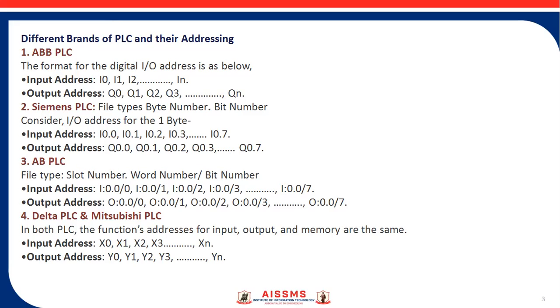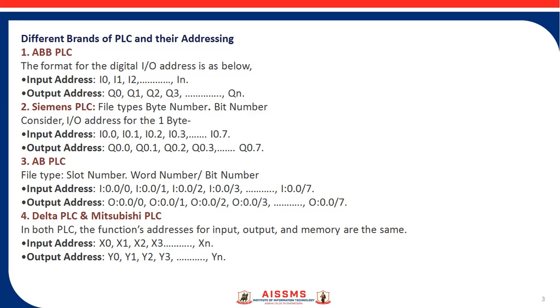For Siemens PLC, the structure is file type, byte number, dot, bit number. So address for input is I0.0, I0.1 and so on. If it is 1 byte address, the last addressing will be I0.7. Similarly, for output, it is Q0.0, Q0.1 and so on. For 1 byte output addressing, that is Q0.7.